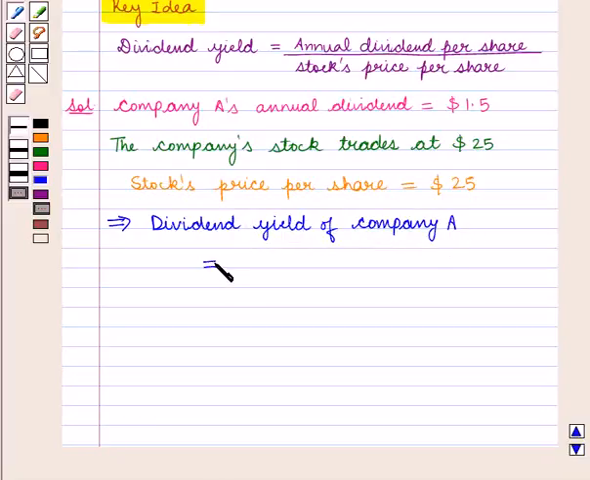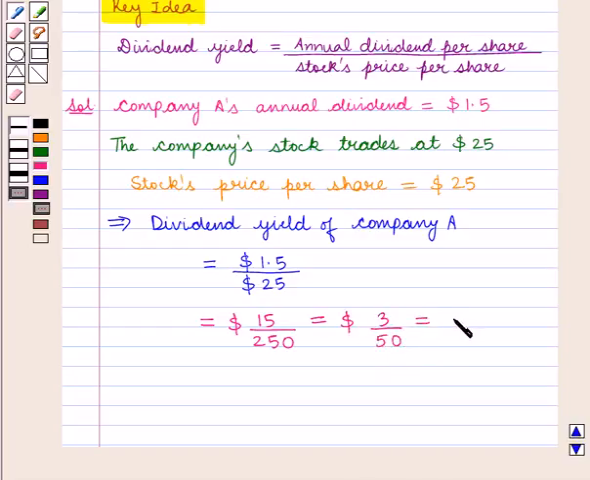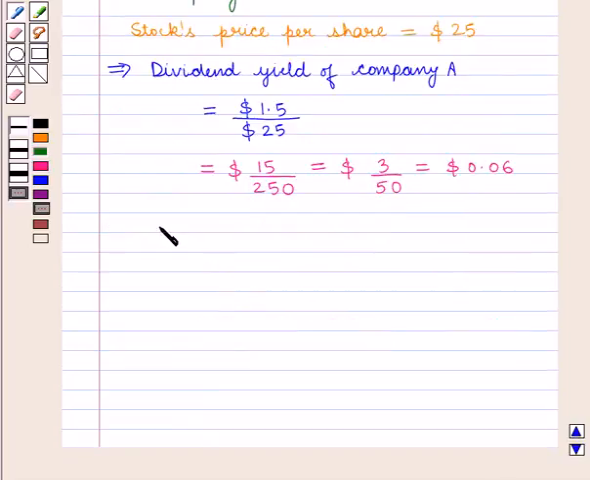will be equal to annual dividend per share, that is $1.5 upon stock's price per share, that is $25, which is equal to 15 upon $250, that is 3 upon $50, which is equal to $0.06. So, the yield percent of company A is equal to 6%.